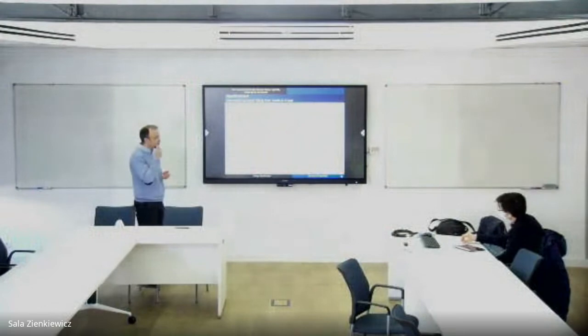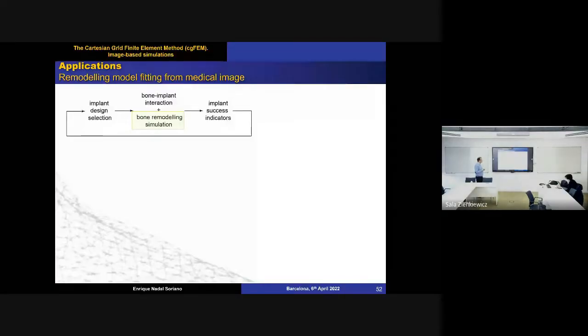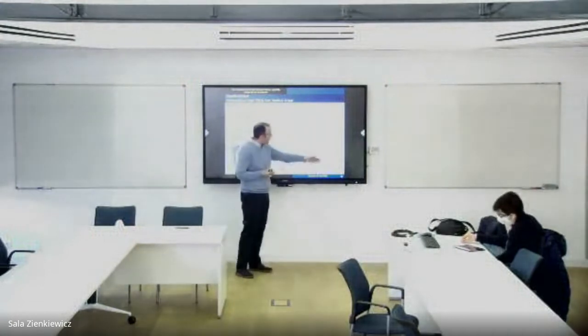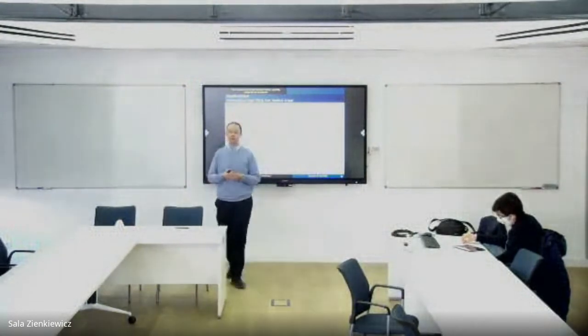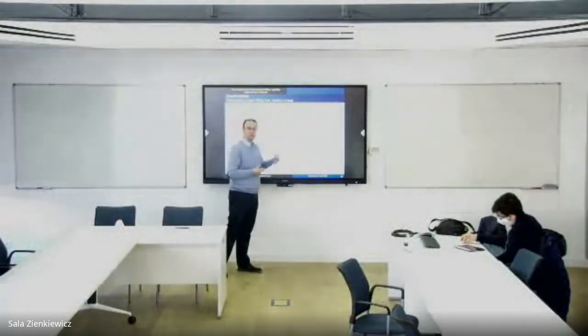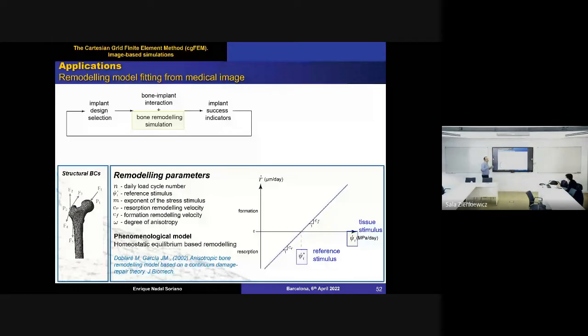So if we want to select the right implant, we need to control the bone remodeling simulation. So we need to define what the loads are, and we need to know which parameters control the remodeling process, that are mainly focused on this graph, that is a stimulus related with the deformations and the stresses, and a rate of how the bone evolves, whether there is resorption or formation of bone. It's something similar to topology optimization in some sense.